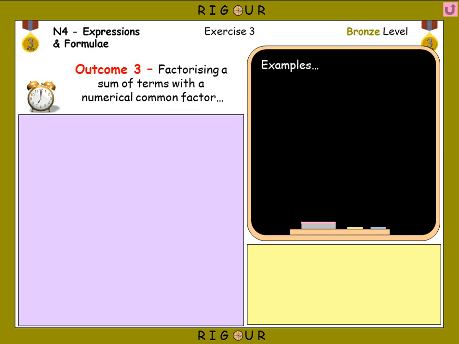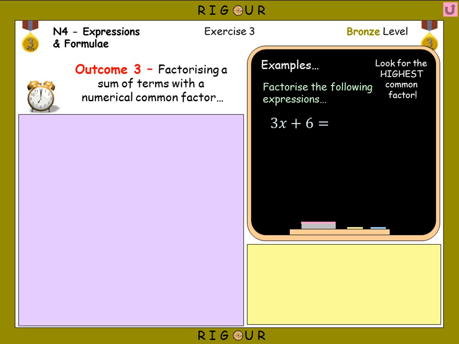And moving on to our final section of the day, factorising a sum of terms with a numerical common factor. So factorise means put your expression back into brackets. In the previous section we looked at multiplying out brackets. We're essentially doing the opposite of that now. So what would 3x plus 6 have been prior to you multiplying out the brackets?